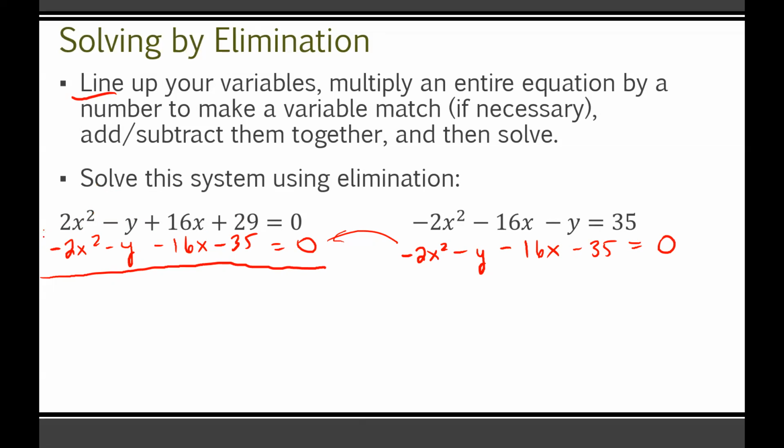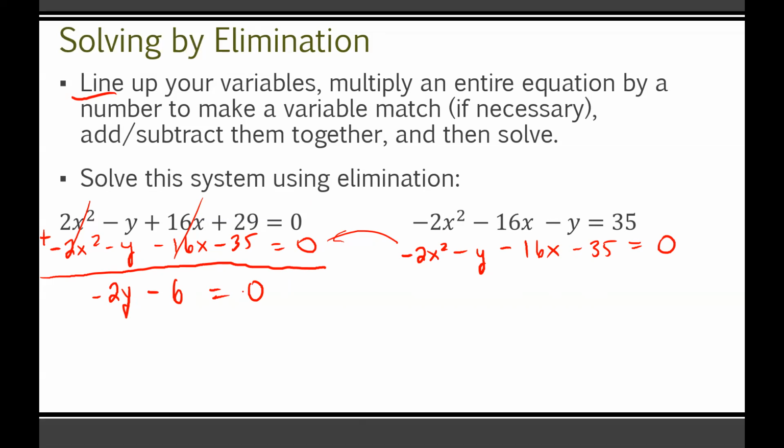Personally, I think it would be way easier if we added these together and cancel out all of our x's so that we're just left with a y statement. Here, let me show you what I mean. -y plus -y is actually -2y. All of these x's, of course, cancel because 2x squared plus -2x squared is gone. 16x plus -16x, those are gone. But then we have plus 29 plus -35, which I believe is actually -6. So we have -2y minus 6 equals 0 plus 0, which is still 0.